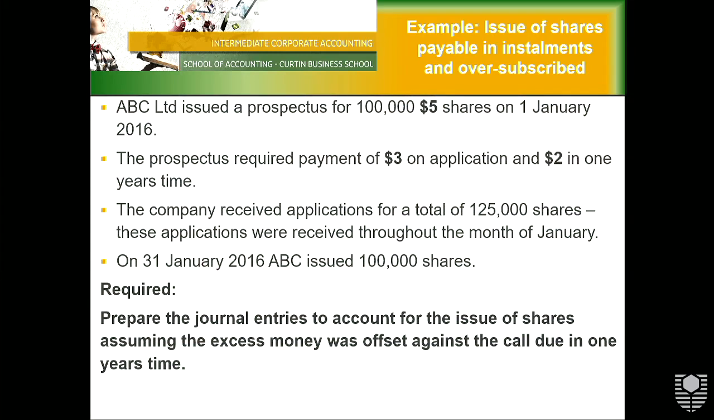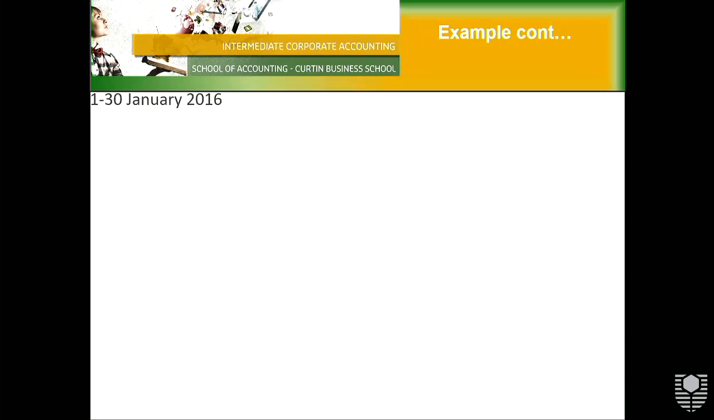Okay, let's have a look at issuing some shares payable in instalments and oversubscribed. ABC has issued a prospectus for 100,000 $5 shares on the 1st of January. So we know that we've got $500,000 worth of equity there. The prospectus requires a payment of $3 on application and $2 in 1 year's time. The company received applications for a total of 125,000 shares, so we're oversubscribed by 25,000 shares. On the 31st of January, they issued the 100,000 shares. So we have to prepare the journal entries to account for the issue, assuming the excess money is offset against the call due in 1 year's time.